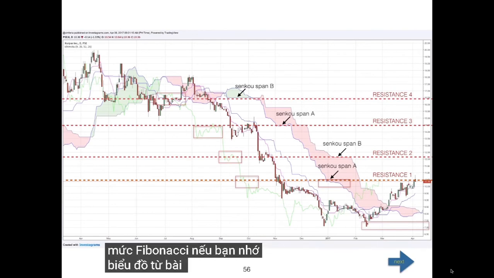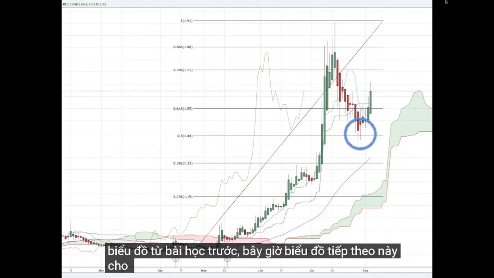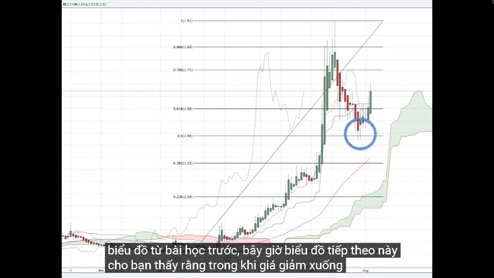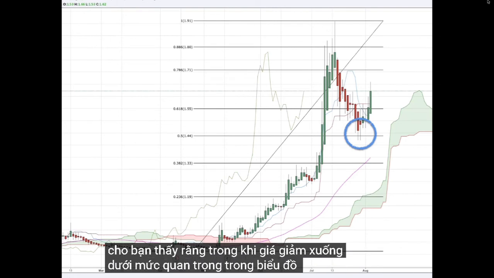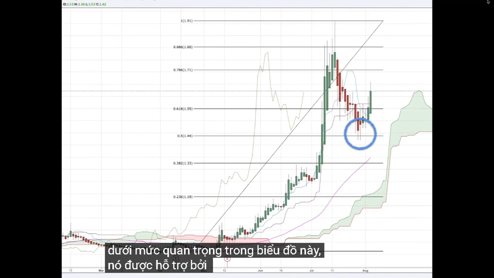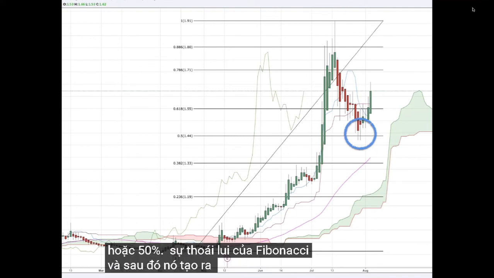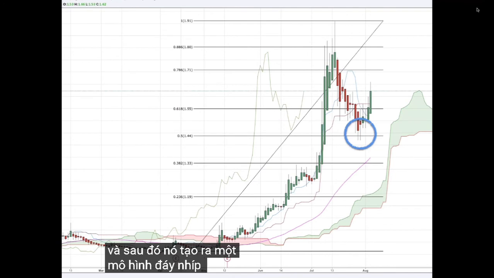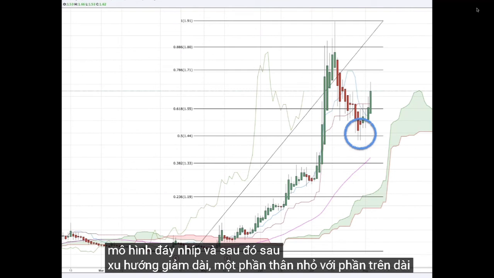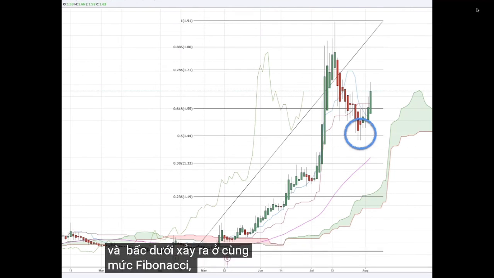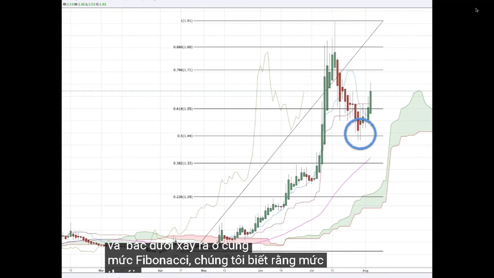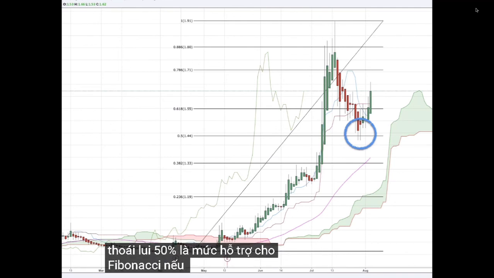If you remember the chart from the previous lesson, now this next chart shows you that while prices broke below the critical Kijun-sen level, it was supported by the Fibonacci line, or the 50% retracement of Fibonacci. And then it made a tweezer bottom pattern. After that long downtrend, a small body with long upper and lower wicks occurred at the same level of Fibonacci. We know that the 50% retracement is a support level for Fibonacci.